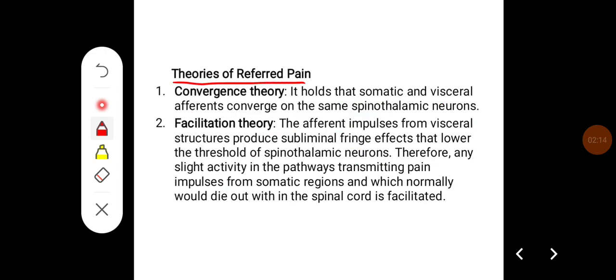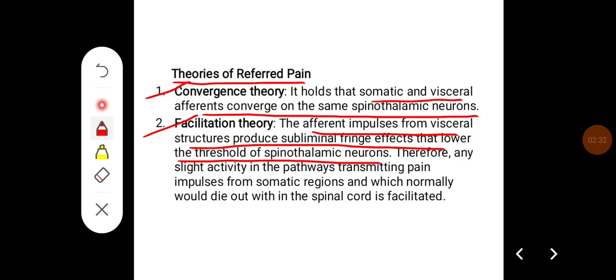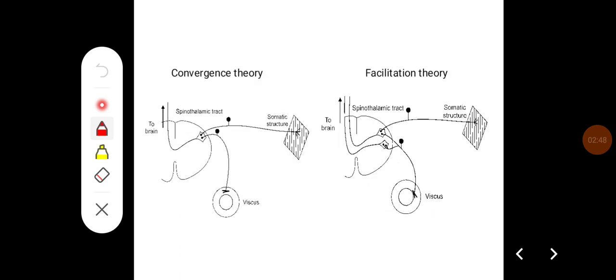There are two theories of referred pain: the convergence theory and the facilitation theory. In the convergence theory, somatic and visceral afferents converge on the same spinothalamic neurons. In the facilitation theory, the afferent impulses from visceral structure produce subliminal fringe effects that lower the threshold of spinothalamic neurons. Therefore, any slight activity in the pathway transmitting the pain impulses from the somatic region, which normally would die out within the spinal cord, is facilitated. So these are the two theories, convergence theory and facilitation theory.